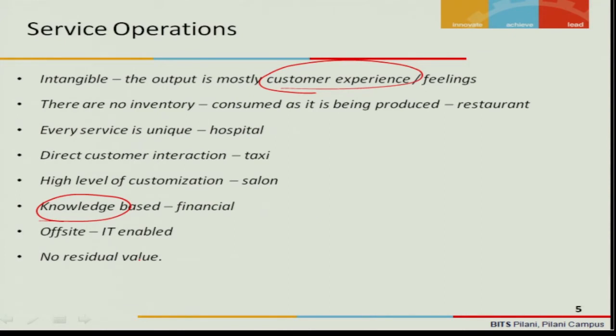offloading considerable amount of their service operations to the other countries like India and China, because it can be done off-site. It requires the knowledge base which is available in India. Since every service is unique and the consumers are large in number, you need a lot of people to service them. Such a population is not available in US. So with all these reasons, and it has no residual value, there is nothing like they have to lose their asset if they outsource it. So considering all these points, US outsources most of their service operations to India and China.